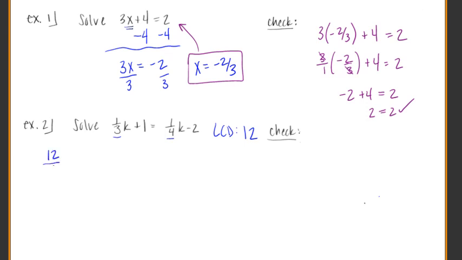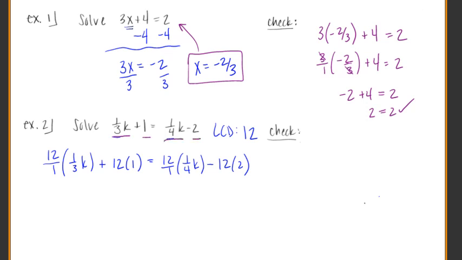So I'm going to go 12, or 12 over 1, times 1/3 k. Now the next term is that plus 1, so I want to go 12 times the 1. Okay, on the right side, I have to make sure I do everything, so I'm going to do 12 over 1 times that first term, which is 1/4 k, and 12 times 2. So when we look at this, to understand how many times I have to multiply by 12, you have to count your terms. Here's 1, 2, 3, and 4 terms. Just remember, your plus and minus signs are what separate terms. Okay, let's go back and finish solving this out.